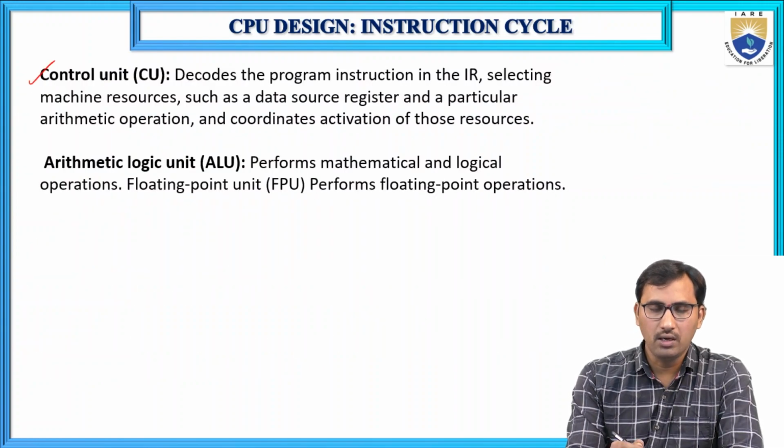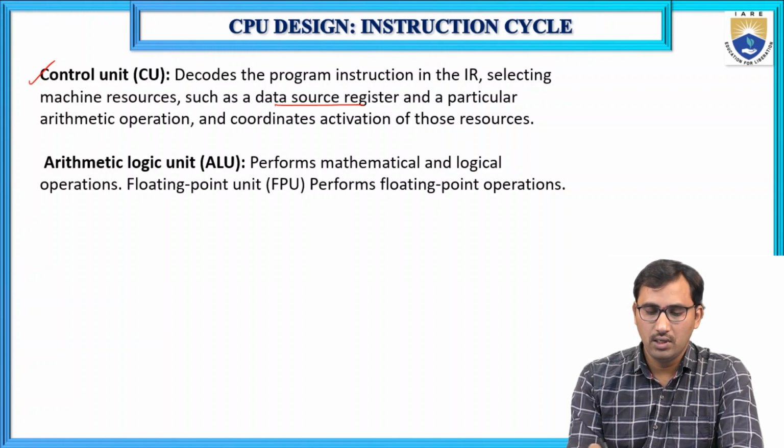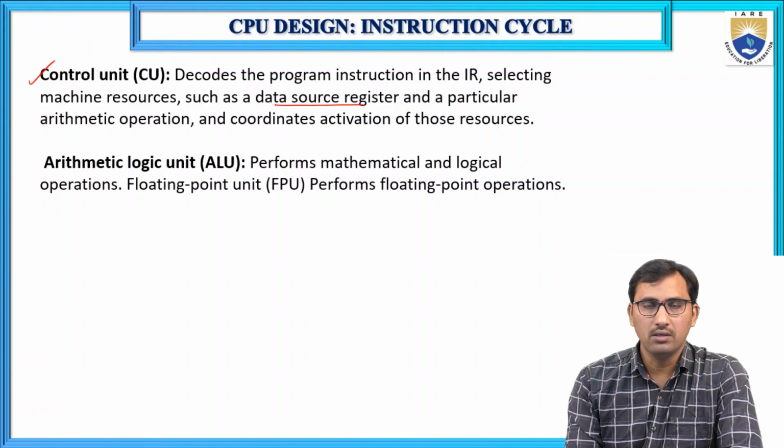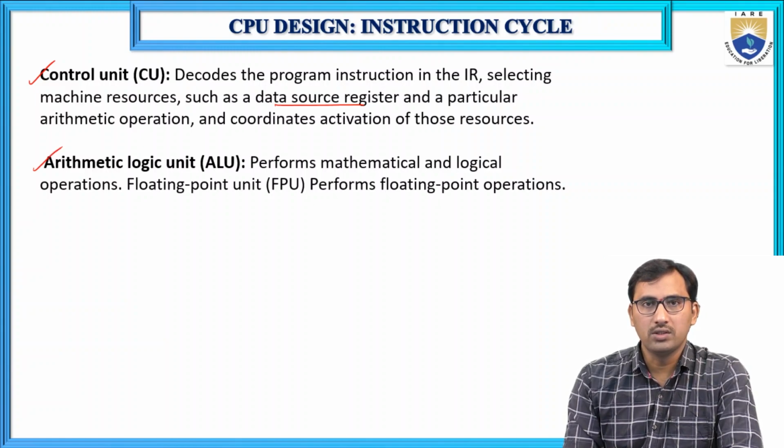And then next one is the control unit. So this control unit decodes the program instruction in the IR, selecting the machine resources such as data source register and a particular arithmetic operation, and coordinates activation of those resources. And mainly the control unit is present in the central processing unit, and it is responsible for generating the various timing and control signals. And next one is the arithmetic and logic unit.